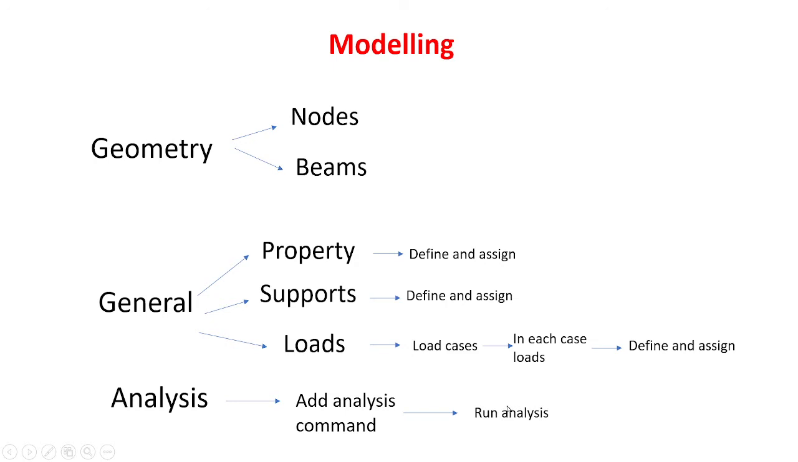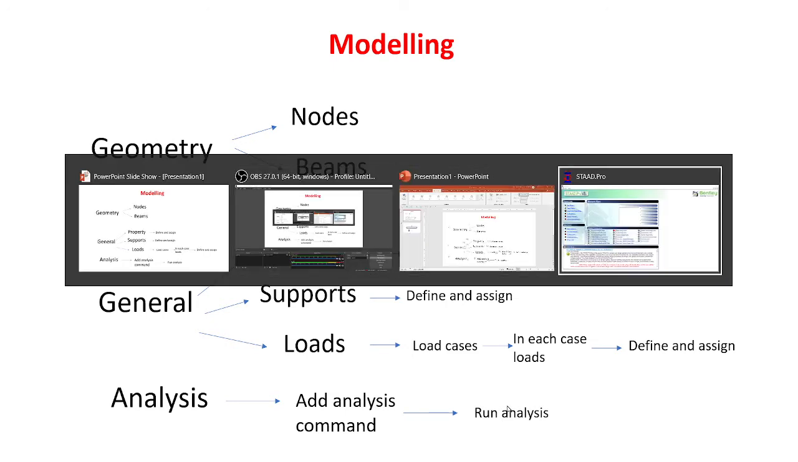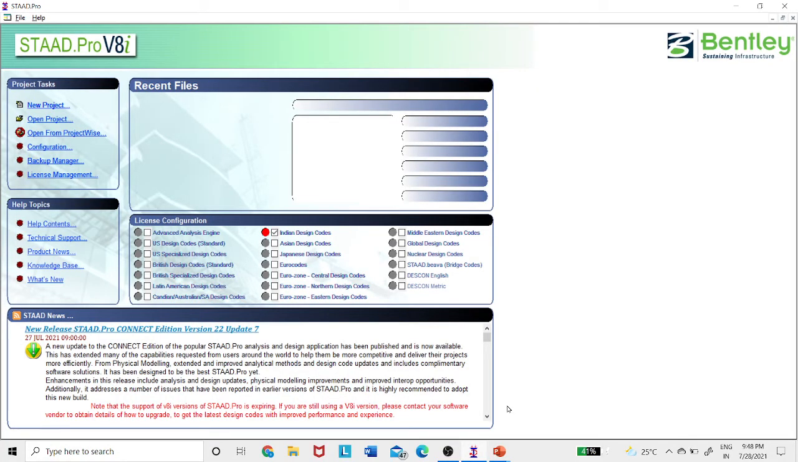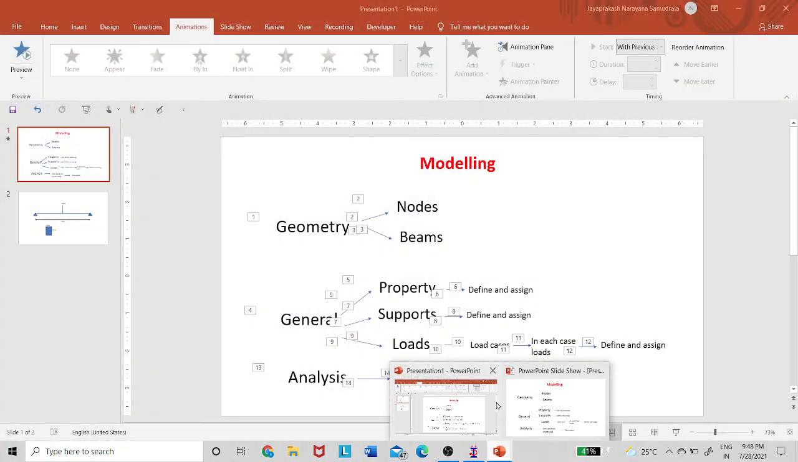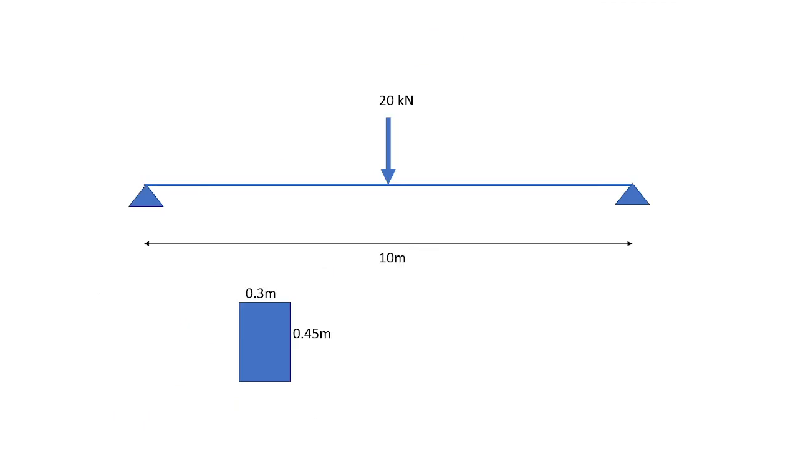Okay, these are the steps involved, and in the STAAD environment, how we are going to use them. So the first experiment we do is we will take a simply supported beam of 10 meter span, which is subjected to 20 kilonewton at the midpoint, or the mid span. The cross section I have considered is 0.3 by 0.45 meters, and it is concrete.